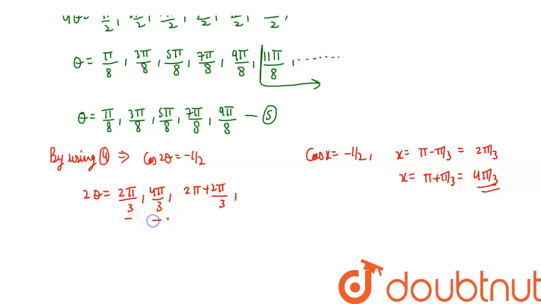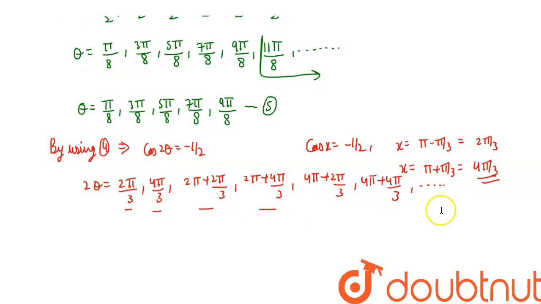And if we add 2 pi to it we get 4 pi by 3 plus 2 pi. So here we have 2 pi plus 4 pi by 3, like this. Now if we add 2 pi to it we get 4 pi plus 2 pi by 3, and similarly if we add 2 pi to it we get 4 pi plus 4 pi by 3, like this. And this goes on up to infinity. So now we are going to solve it here.